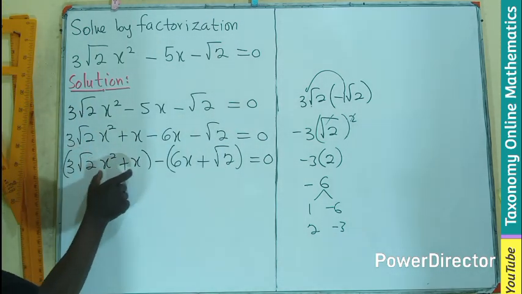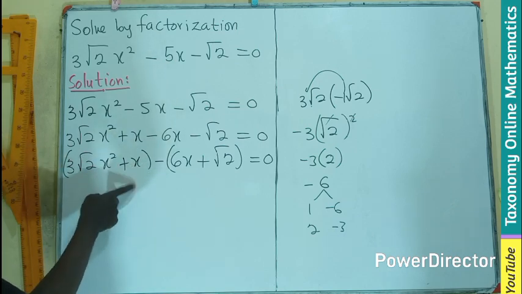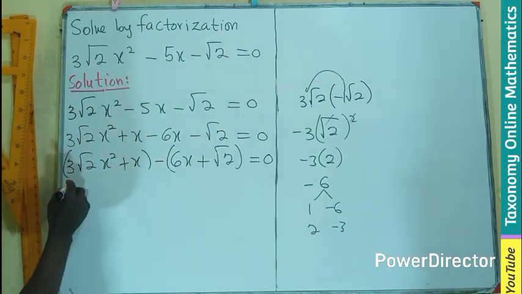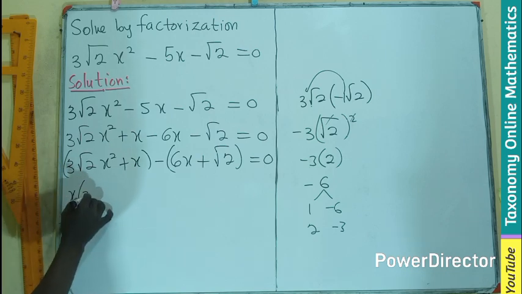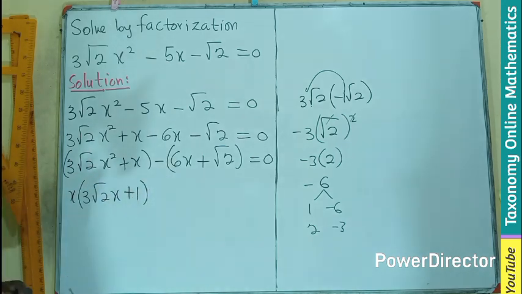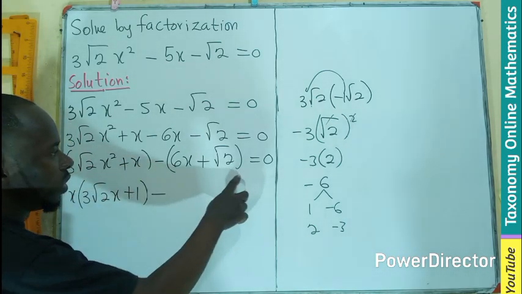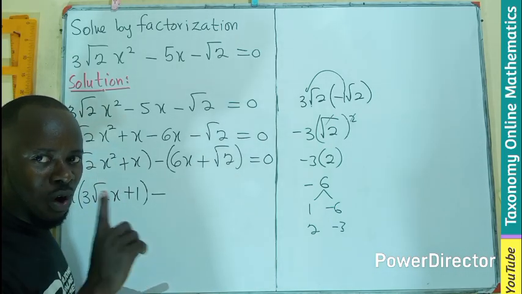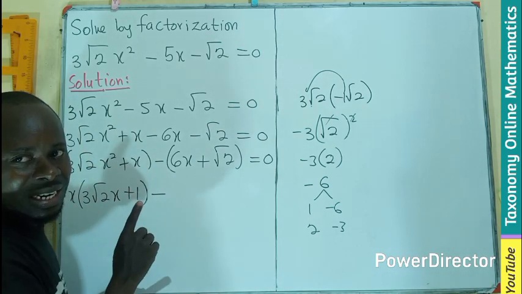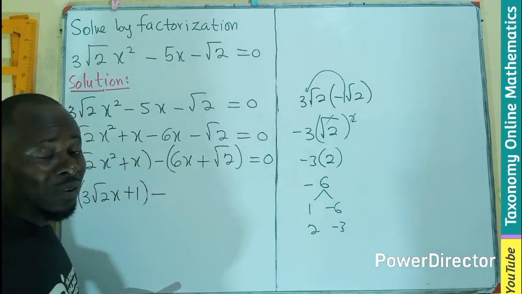So here we look out for common factor. X is here, x is here. Apart from that, we don't have any other factor. So we put the x outside, remaining 3 root 2x plus 1. Then minus, when you come to this place, you can see the only common factor you are seeing is going to be 1. Because when you pick 1, it's a factor of 6, it's a factor of what?